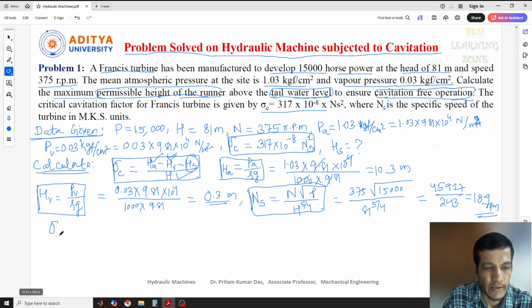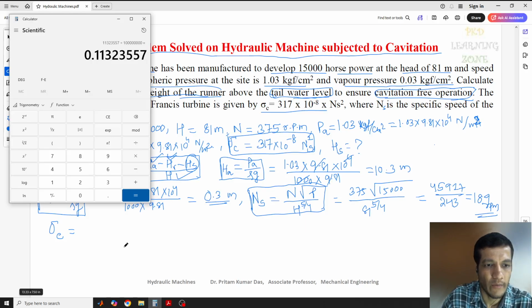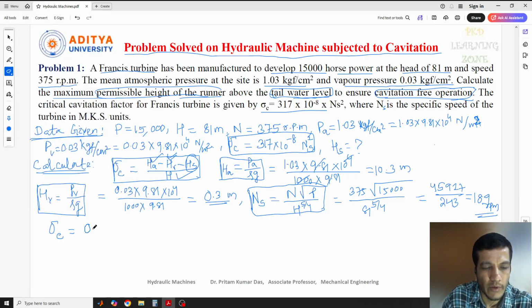So we can write sigma c equal to, I'll just write directly, this much square into 317, divided by 10 to the power 8. That gives 0.113. This is the value of sigma c. I just kept the value here and got this value.